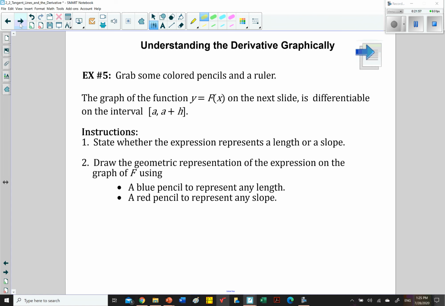Let's look at understanding the derivative graphically. So we're going to grab some color pencils and a ruler. Oh my, I've got terrible drawing skills with my tablet here. And we're going to look at the function on the next slide. It's differentiable on some interval, tiny interval, a to a plus h. And we want to tell whether the expression represents a length or a slope. And we're doing a blue pencil if it's a length and a red pencil if it's a slope.